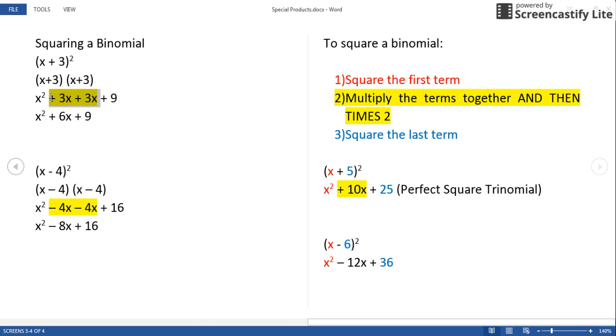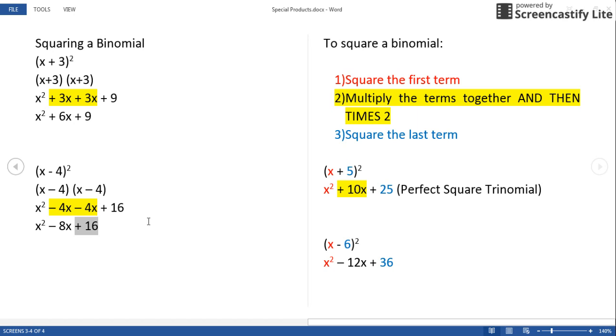But notice that these were exactly the same as each other. So I've got 2 of the 3x's. 3x and 3x together made 6x. That's true no matter what's happening with our binomials. X minus 4, if we square it, is the same as x minus 4 times x minus 4. And we can do first ones. X times x makes x squared. We can do outside to get minus 4x, but so is the inside going to be minus 4x. So together they make a minus 8x. And then the last, negative 4 times negative 4, makes the positive 16 on the back.